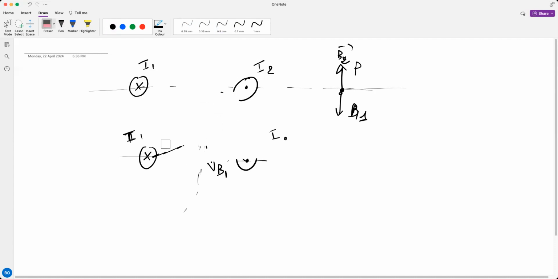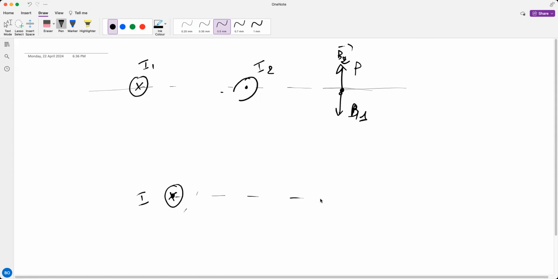Do it in a clear way. Okay. So here I have, let's say, this is I1 and this is I2. Okay. And then if I want to calculate at a point here, P, the magnetic field will be B1. And then you can calculate the angles here, and you can calculate the projection.